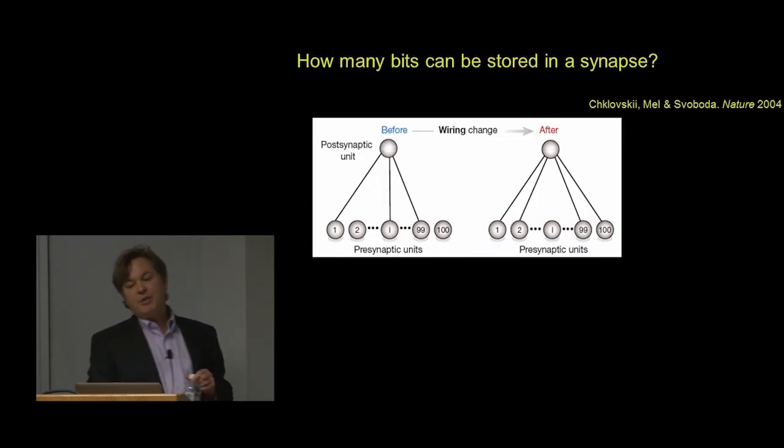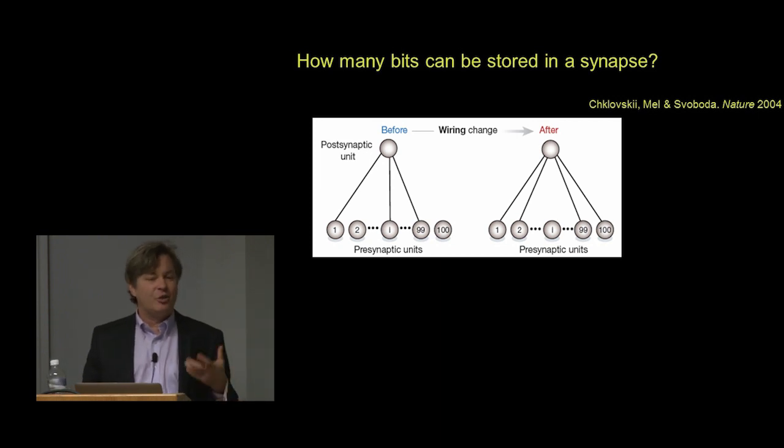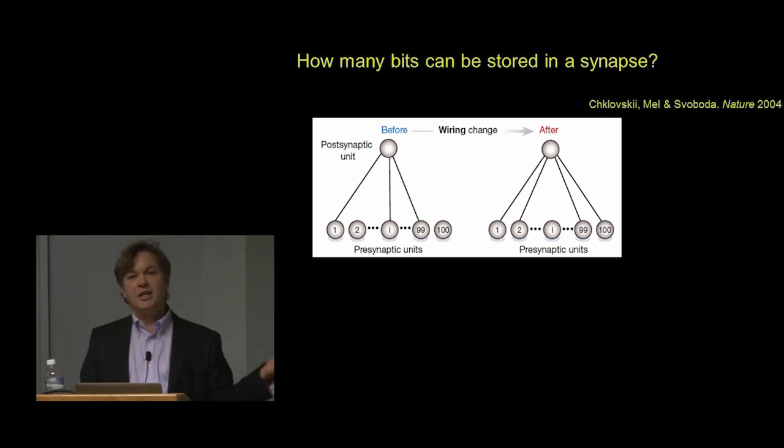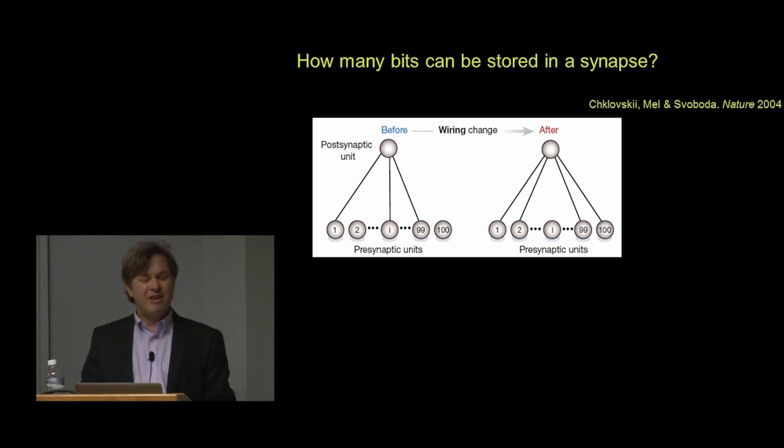So how many bits can be stored in a synapse? We have a great handle on how much information the activity of the brain can transmit about the outside world. We have almost no idea how many bits are stored in a brain. We really don't. We know it has to be high because we can do amazing things, but we're at the same depressing place that Lashley was, frankly. We really don't know where these memories are.